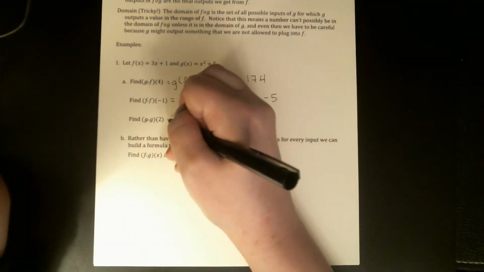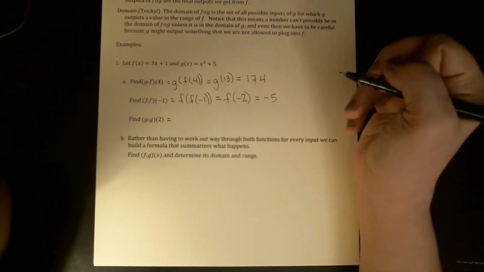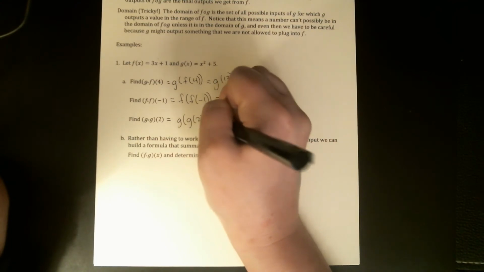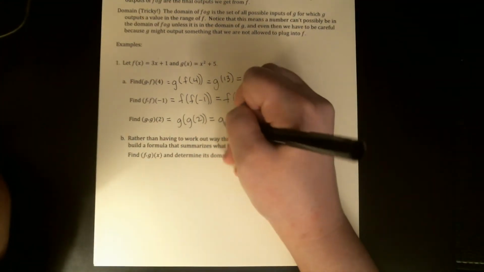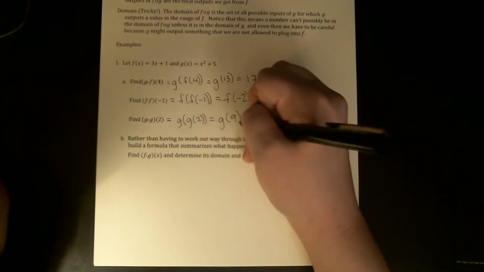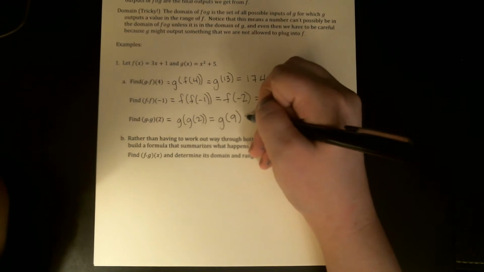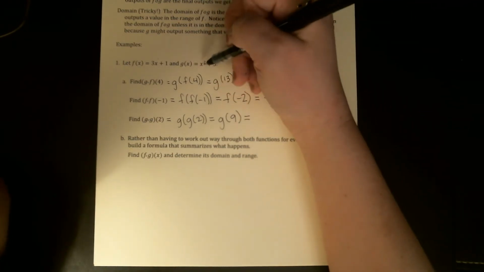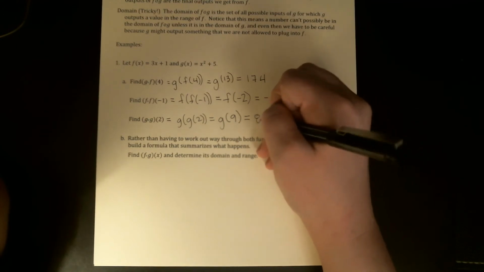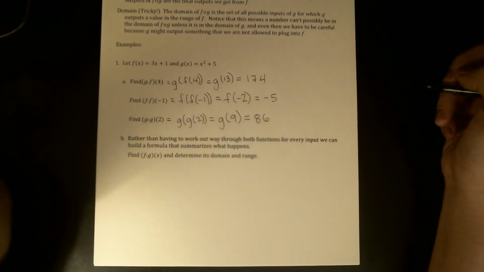Okay, g of g of 2, we're supposed to take the 2 and plug it into g. So we will get 2 squared, which is 4, plus 5, which is 9. When we plug 9 back into g, we get 9 squared, which is 81, plus 5, which is 86. Okay, so this is how we do it point by point.